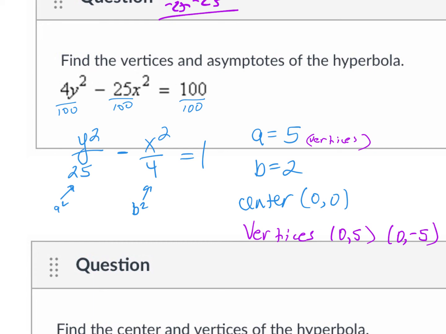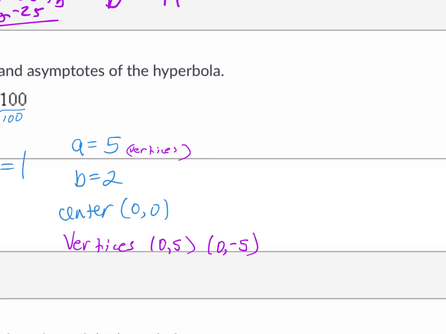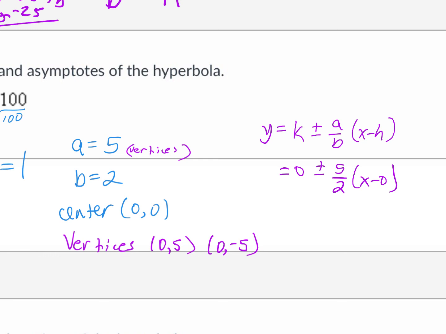How do I find the asymptotes? Anybody remember? The formula. All right, let's write down this formula. It's K plus or minus what? If it's a vertical, what is it? A over B or B over A? It is A over B. Good. A over B times X minus H. So I have 0 plus or minus. My A is 5 over B is 2 times X minus 0. So I really have an asymptote at negative 5 halves X and Y equals positive 5 halves X.